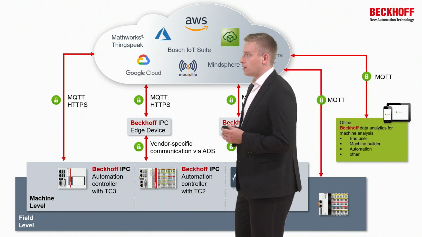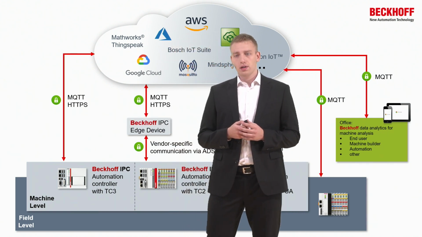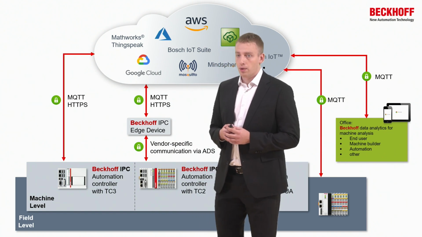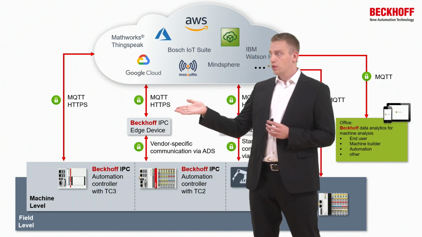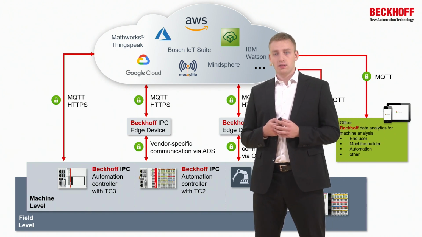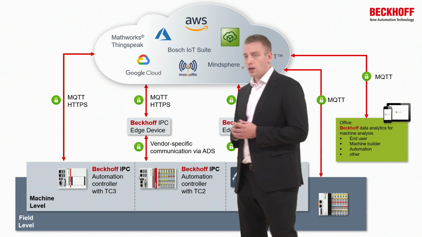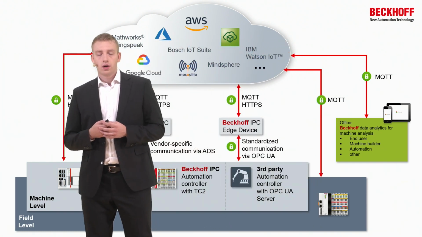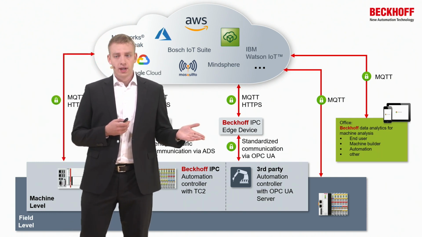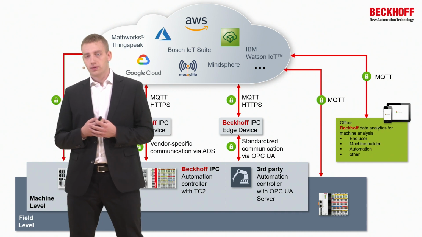So in the current case, if we have a TwinCAT 3 controller, we can directly communicate with MQTT or HTTP to the cloud. If we have a TwinCAT 2 controller, we could communicate with ADS to an edge device, and from the edge device, which runs TwinCAT 3 again, we can communicate to the cloud. We can also deal with third-party controllers. For example, with OPC UA, we can communicate to the edge device, and from the edge device to the cloud again with MQTT or HTTP.